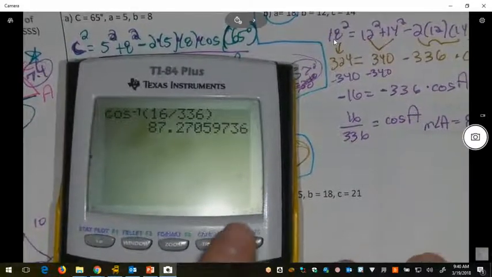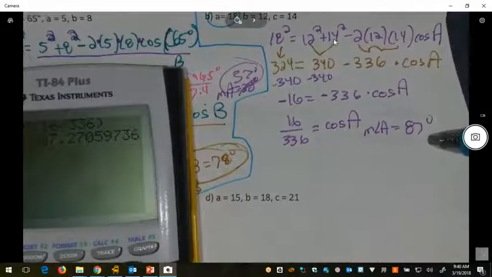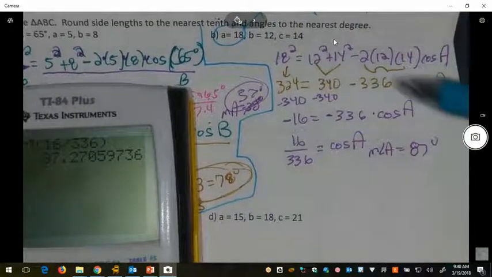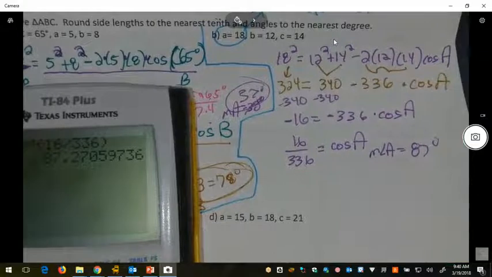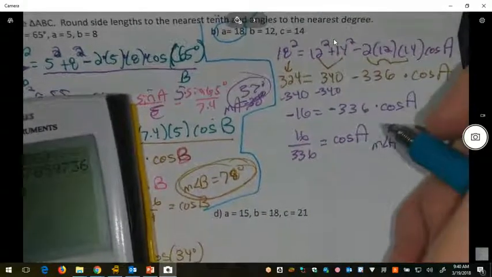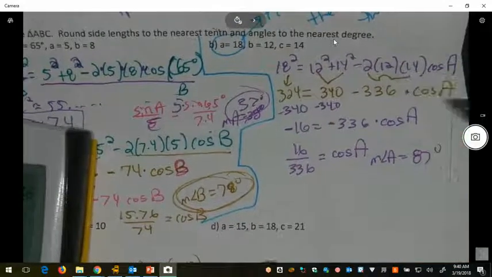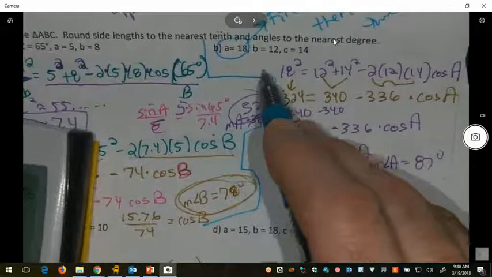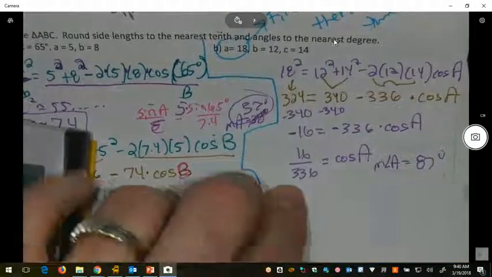Now that I have the biggest angle at 87 degrees, I could find the smallest angle using law of sines and then the middle one, and they should add up to close to 180. So I will do that real quick. You could also, if you want to be very, very accurate and not have any room for rounding errors with the degrees, use law of cosines to find all of these.